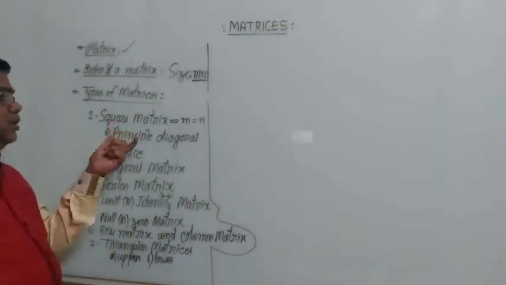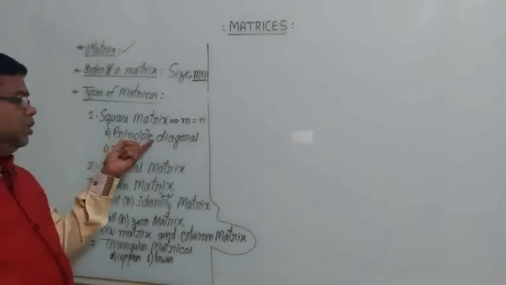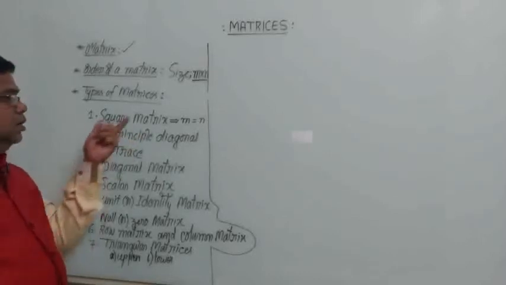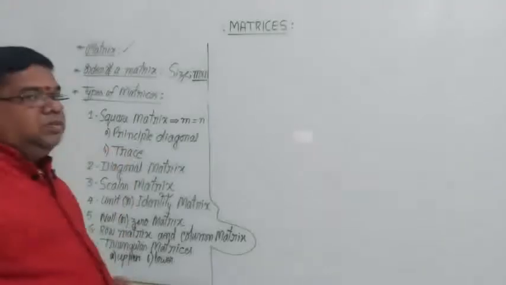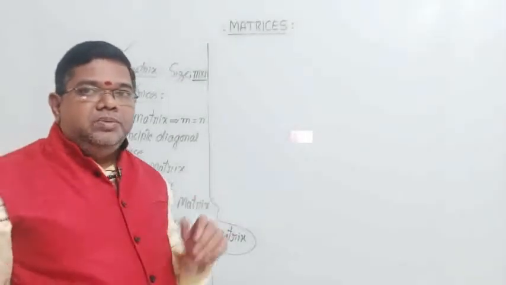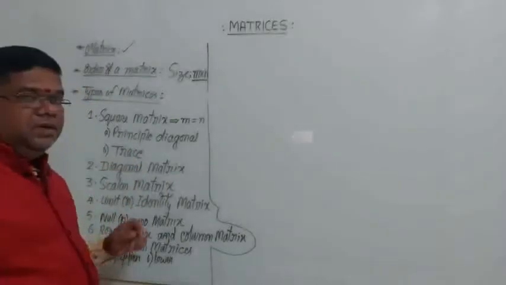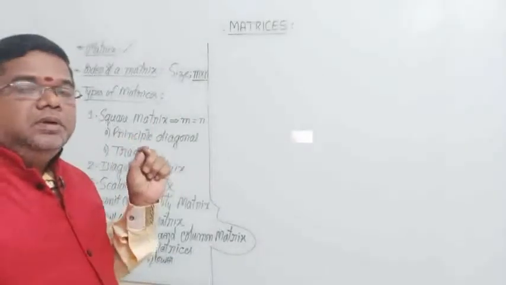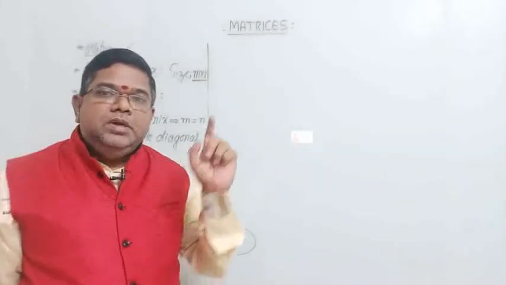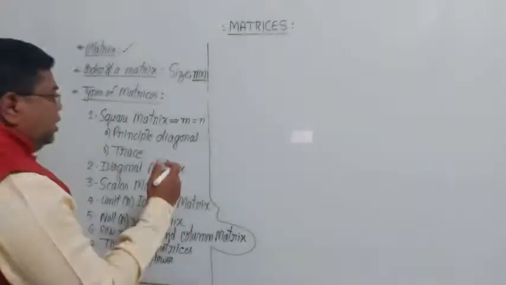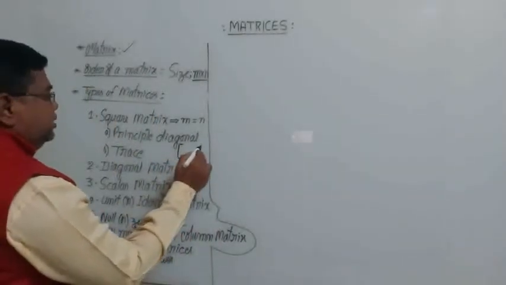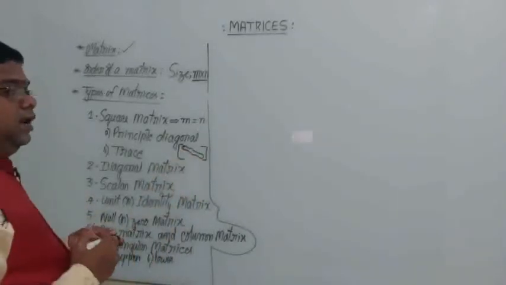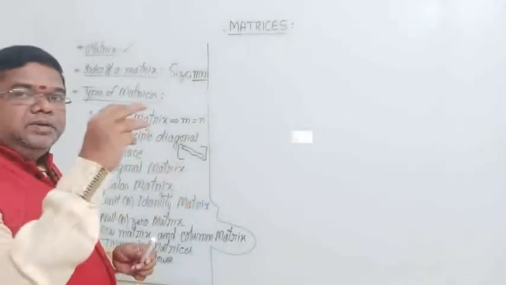Under the square matrix there are two key points: the principal diagonal and the trace. You have to keep these two points in mind. What is meant by the principal diagonal? Last video I covered it also. The principal diagonal means the diagonal elements in a square matrix. In a square matrix, the diagonal elements are called the principal diagonal.